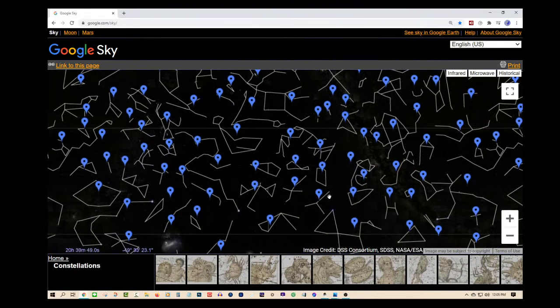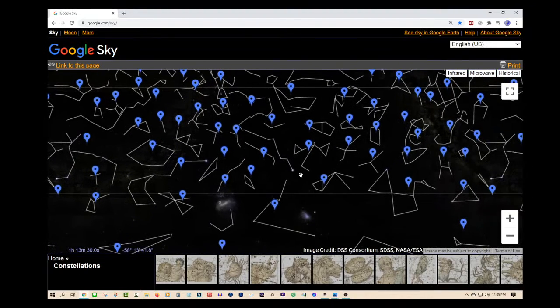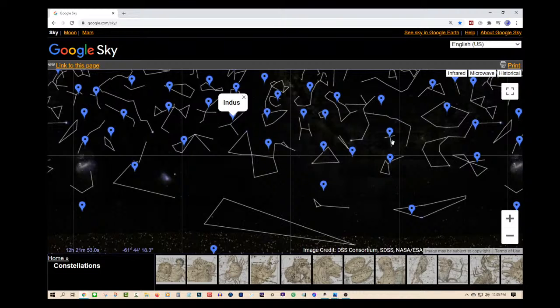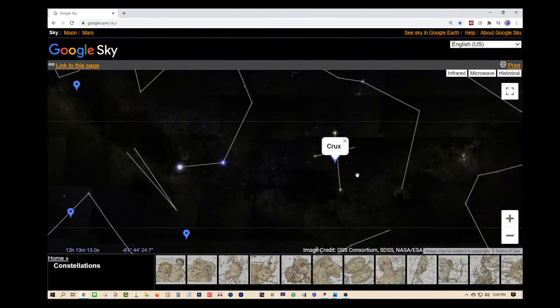I also wanted to find the Southern Cross. Where's the Southern Cross? I assume it's in the southern sky, but it's actually not that far. Is it that? Grus. We're looking for Crux, not Grus. There, that must be it. Crux. There you go.